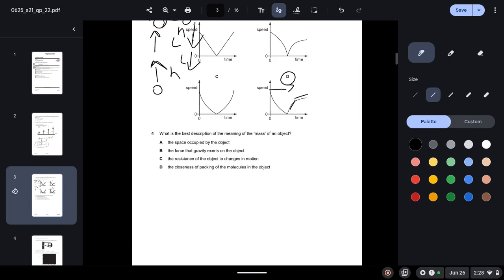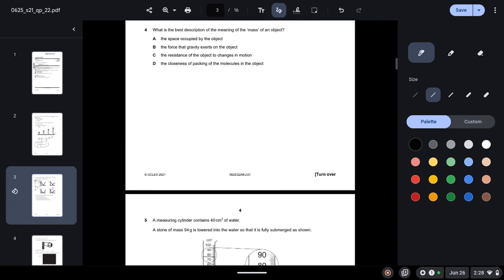Question 4. What is the best description of the meaning of the mass of an object? The space occupied by the object, this is incorrect, this is the volume. The force that gravity exerts on the object, this is also incorrect, this is the weight. The resistance of the object to changes in motion, well, this is correct.